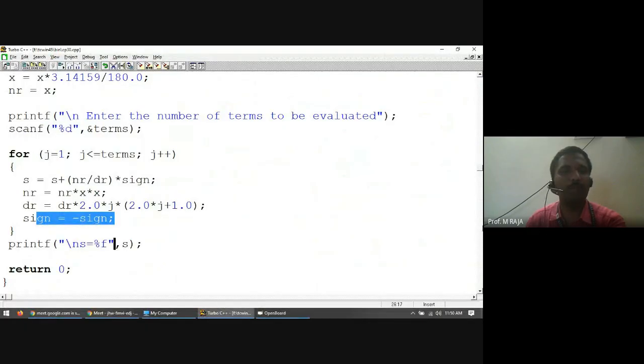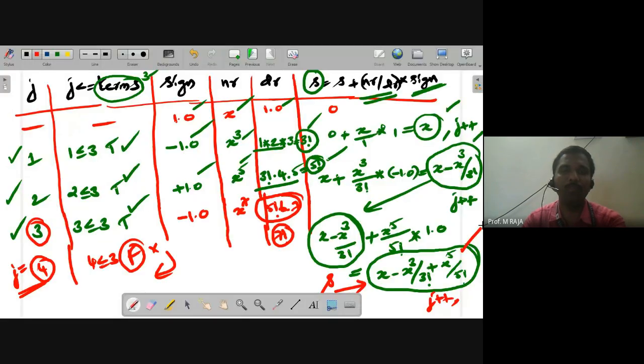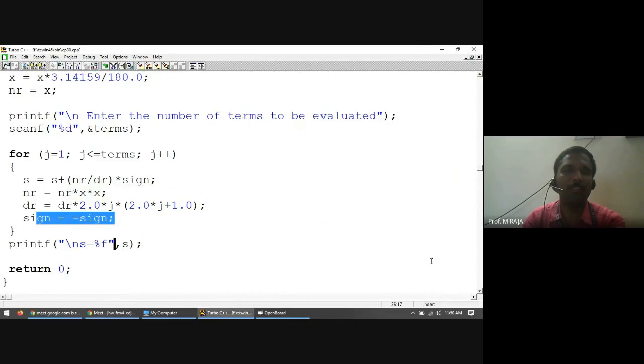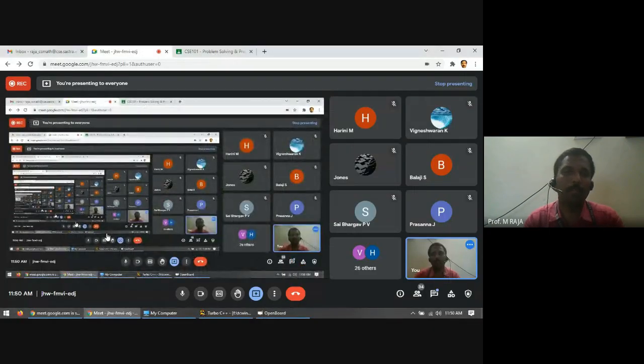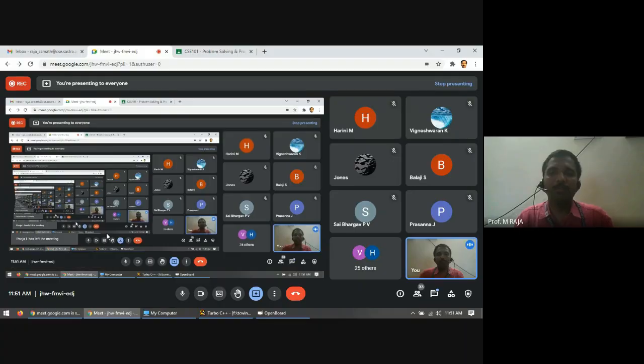So the input value of terms should be greater than or equal to 1. So we have obtained the correct value of s. This is a way to ensure the correctness of our algorithm or our program logic. Have any doubts in this example? Understand the logic? Yes, sir.